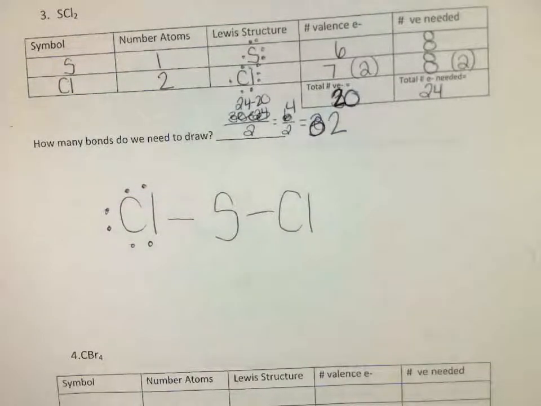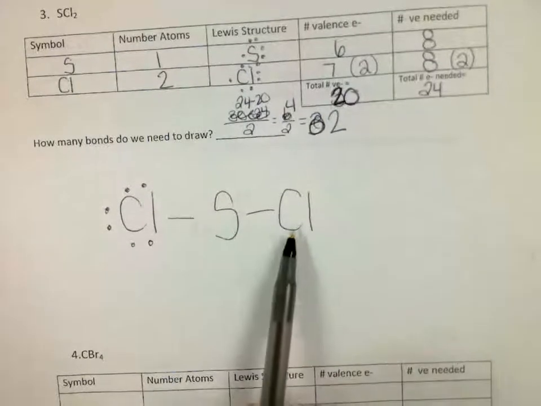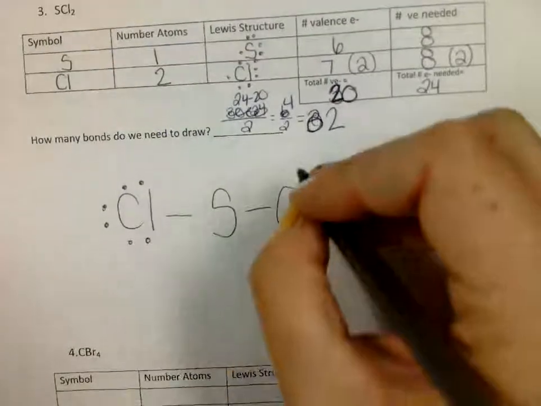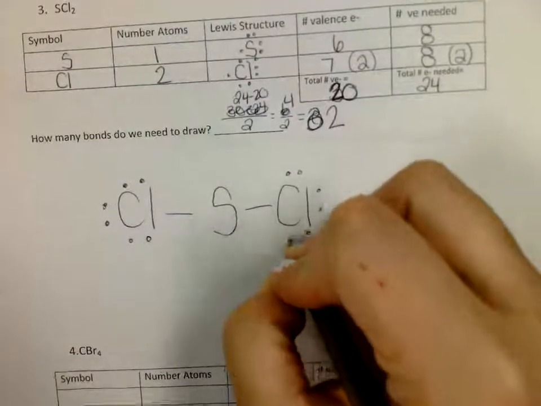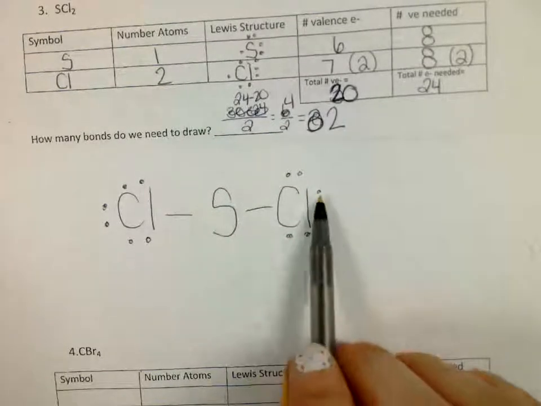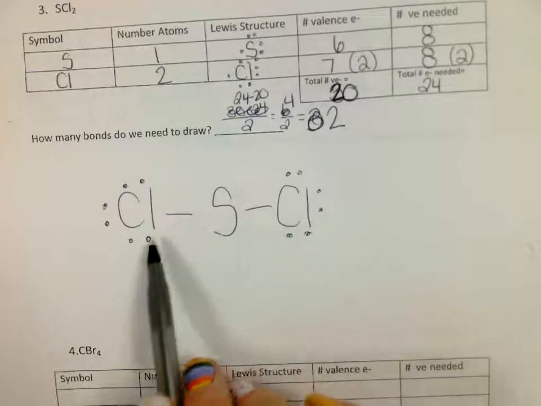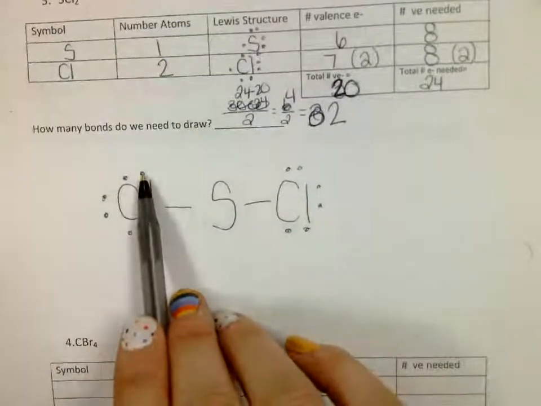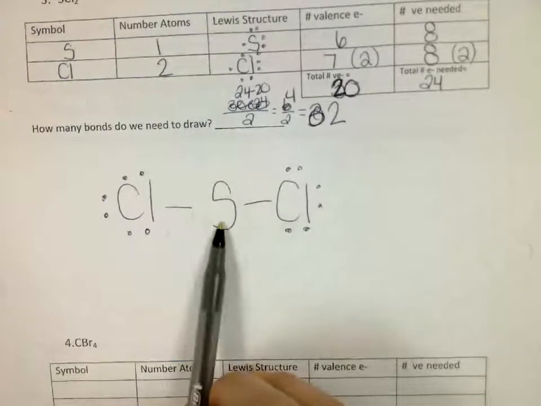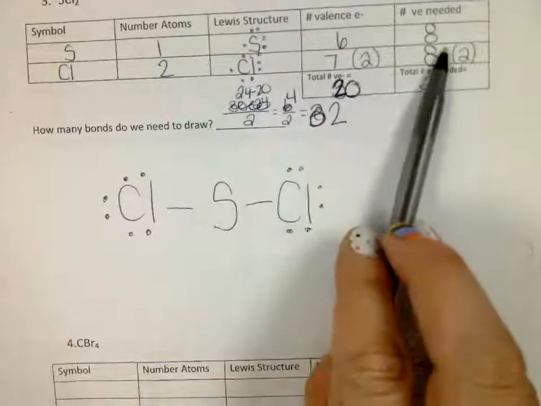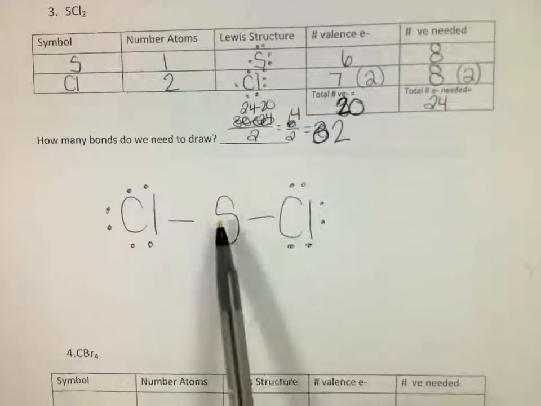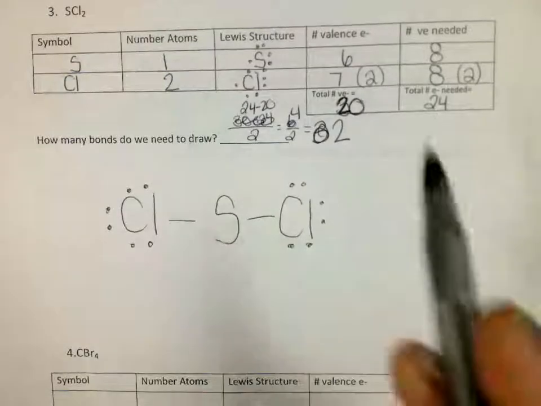Okay. How many does this chlorine need to be happy? 8. So I'm going to give this guy 6 more. 1, 2, 3, 4, 5, 6, 7, 8, 9, 10, 11, 12, 13, 14, 15, 16. I still have to put 4 more electrons on here somewhere. How many does sulfur want? 8. How many does it have right now? 4. Can I put my last 4 on sulfur? Yeah.